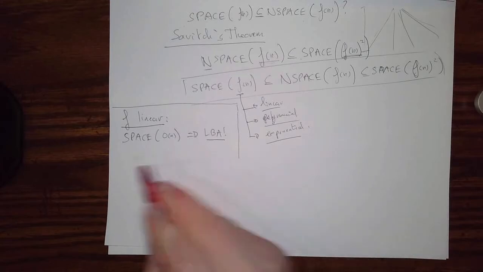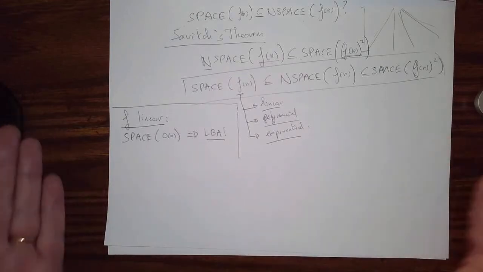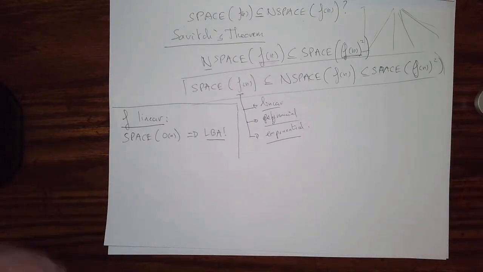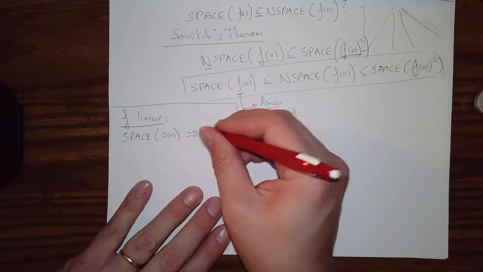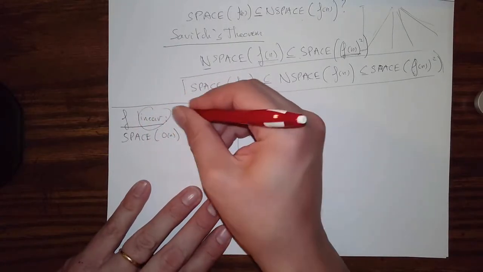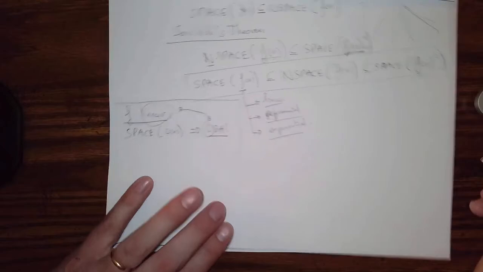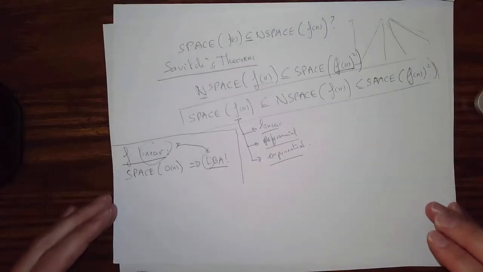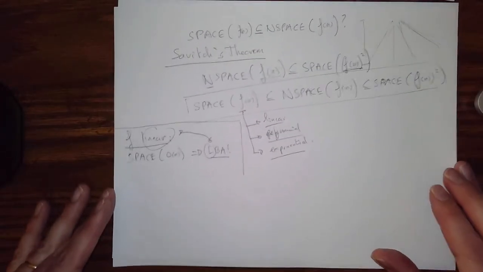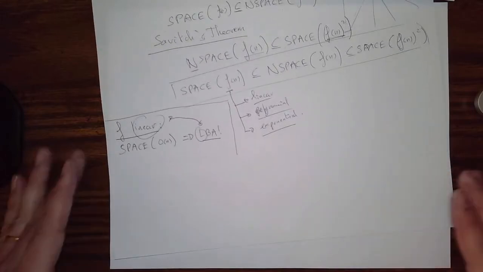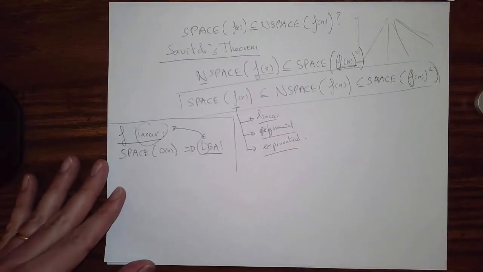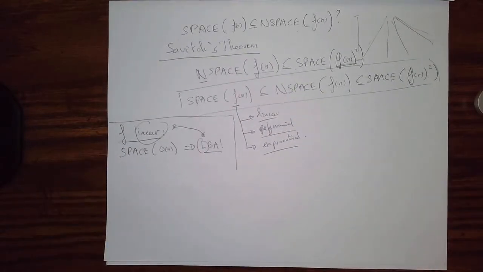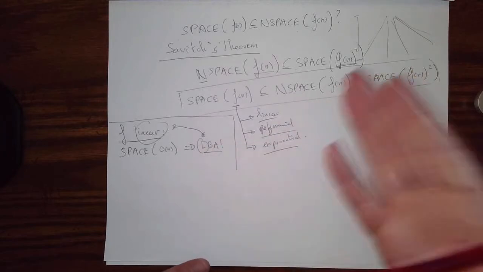LBA recognizes these languages because, what does LBA mean again? Linearly bounded automaton, right? So this is what it means. You bound the Turing machine linearly. You give it a linear limit. So SPACE of O of n is nothing else than the class of languages recognized by a linearly bounded automaton, which is nothing else than a linearly bounded Turing machine.